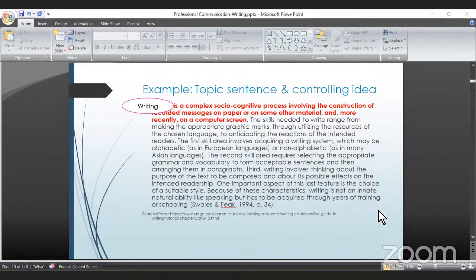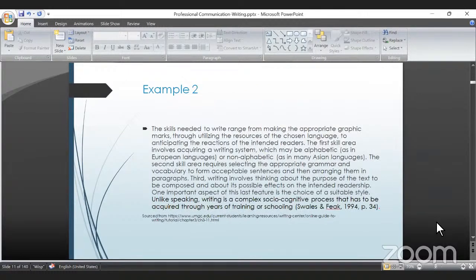Right, so I hope you've understood what topic and controlling idea mean. There are other examples too. I want you to read through this one, particularly to help you understand a different aspect. Read this paragraph again. Example 2.